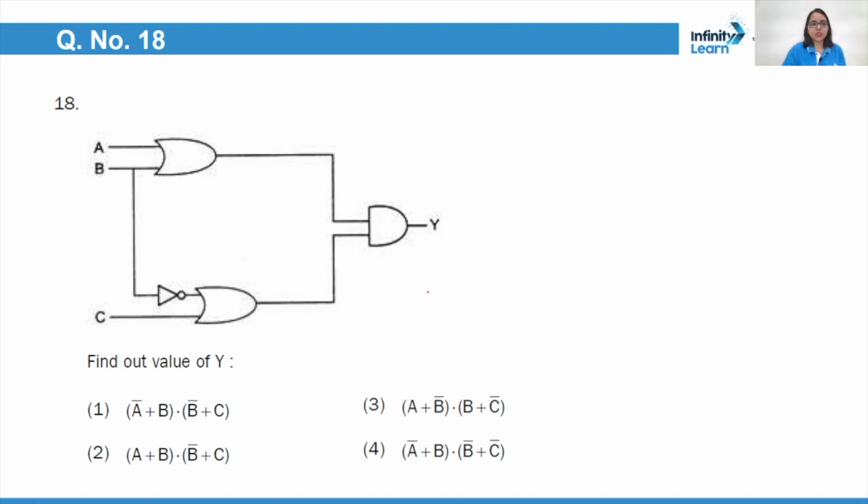Next is 18. Through this gate you'll get A plus B. Through this gate you'll get output as this is B bar and this is C. So this is B bar plus C, and through this gate you'll get output as 1 A plus B dot B bar plus C. So correct answer is option 2.